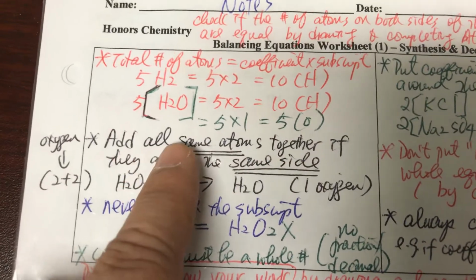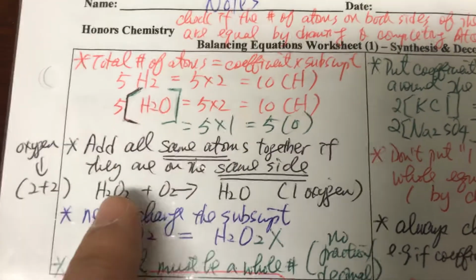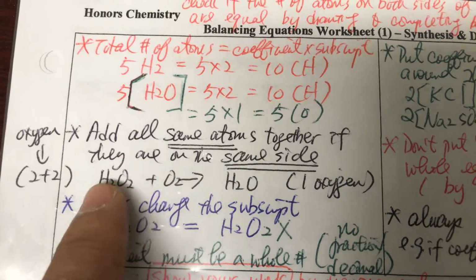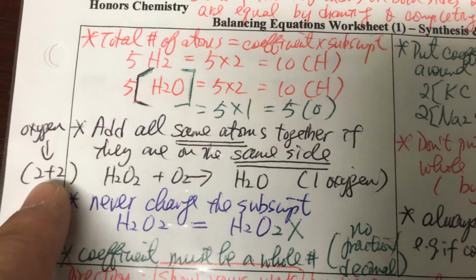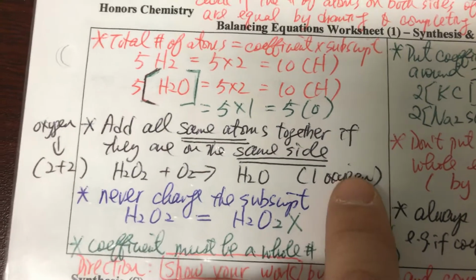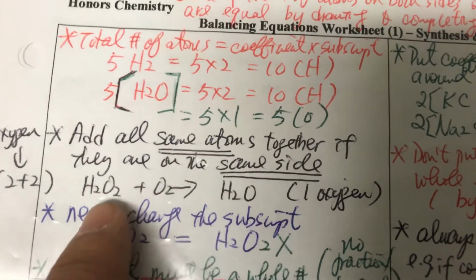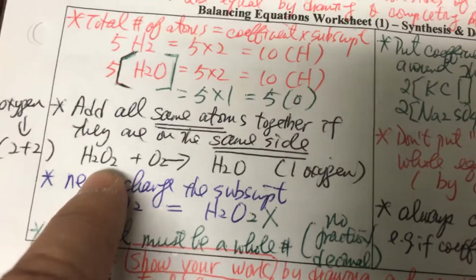And if there are the same kind of atoms together on the same side, you have to add them all up. So for example, on the left-hand side of the arrow, I have 2 kinds of oxygen. Here is 2, here is 2. So we add them up, and we say that we have totally 4 oxygen on the left. And the right-hand side will be only 1 oxygen. But you cannot add the right side oxygen to the left-hand oxygen because they are not on the same side. You can only add if they're on the same side.